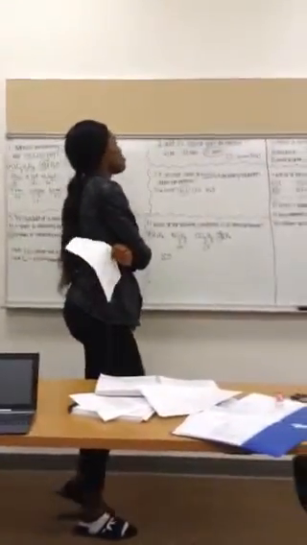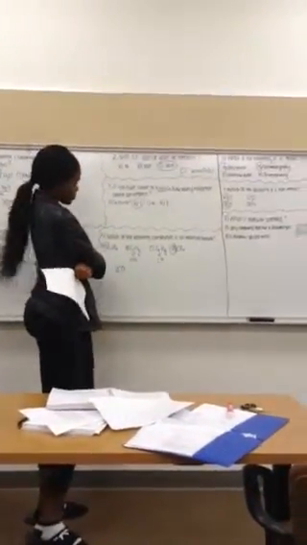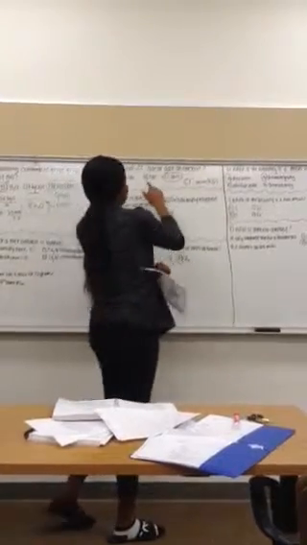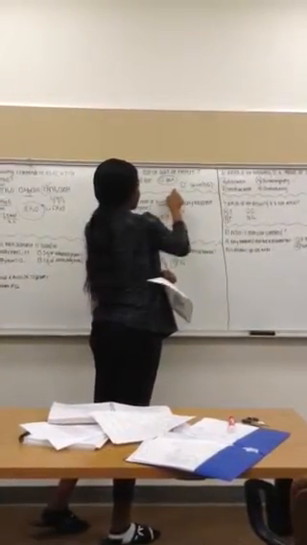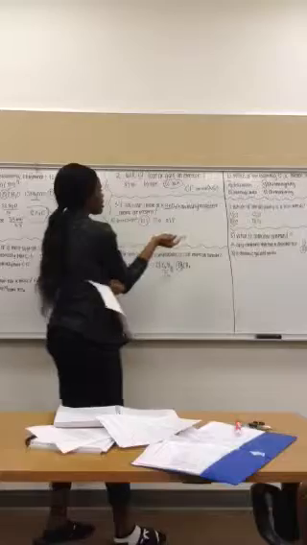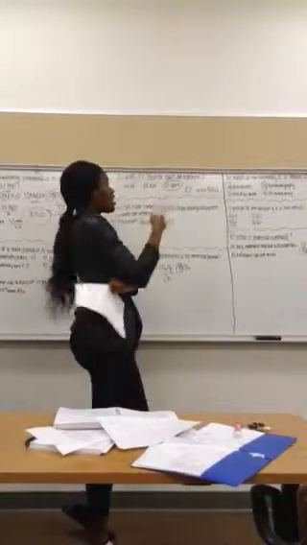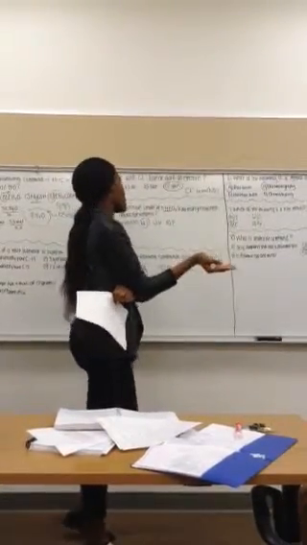Okay, number 3. Will Cl lose or gain an electron? Right here, Cl will gain an electron because, well, basically Cl is negative, and it's trying to be like the noble gases. So it's trying to gain an electron. So that's why the answer is C.